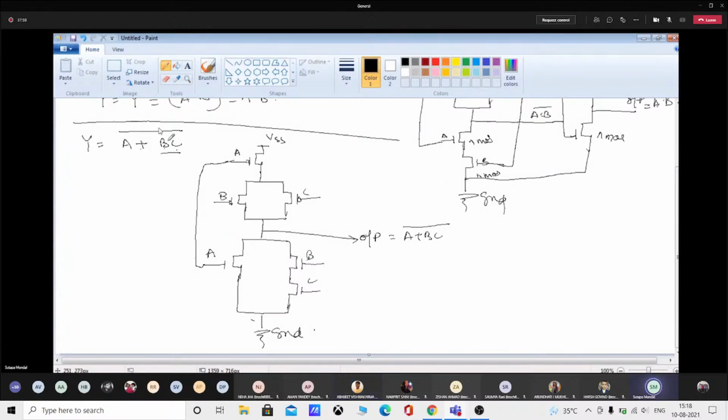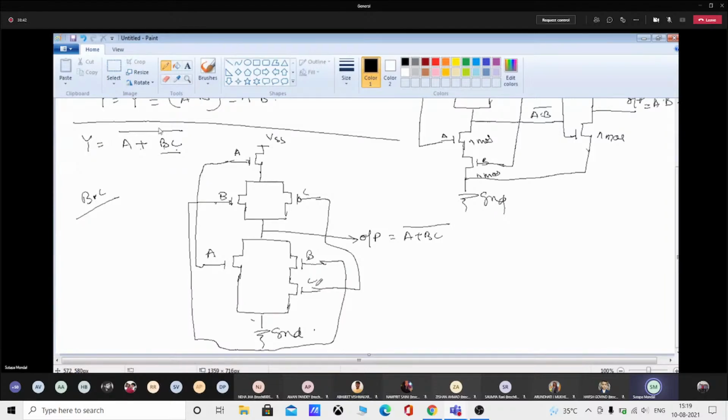BC means B dot C. So when dot is there, PMOS will be in parallel and NMOS will be in series. See, PMOS is in parallel and NMOS is in series. Ma'am, the B in the PMOS and the B in the NMOS, we will connect it now. Yes, we will connect it. Suppose if you want to connect, you will connect like this. How does it look? It looks messy.